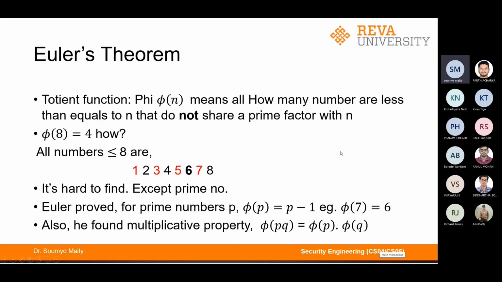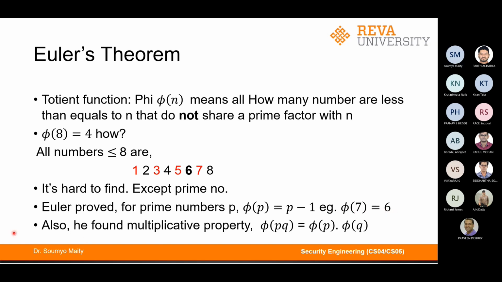This is what Euler said, and Euler found one more very nice thing about the phi function. He tried to figure out the different properties of phi. One of the major ones is this: if p is a prime number, then p minus 1 is phi. If it is not, we have to check each number less than that. But if it is prime, we don't need to do anything, just subtract 1.